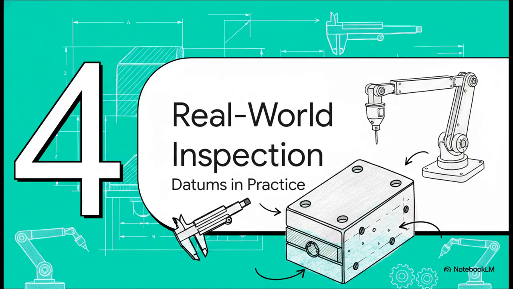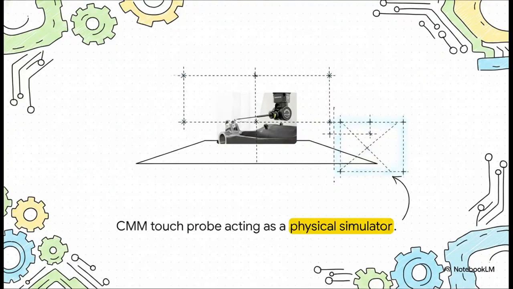All right, Section 4, Real-World Inspection Applications. Modern technology handles this in a really fascinating way. Take a coordinate measuring machine, or a CMM. When that ruby-tipped probe goes in to inspect a part, it's essentially acting as a digital datum simulator. It goes around touching the imperfect physical datum features in multiple spots.